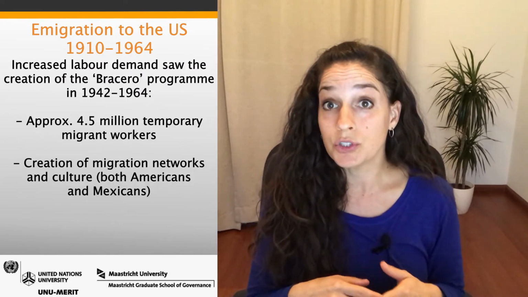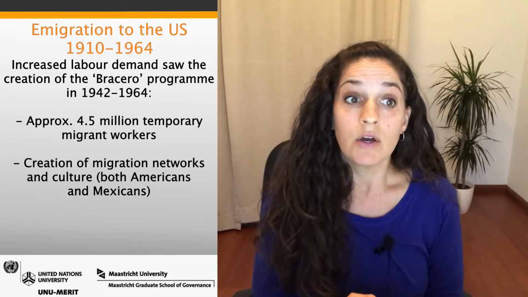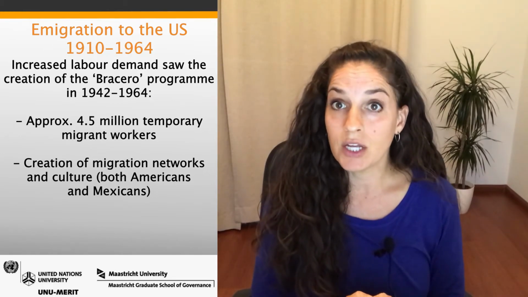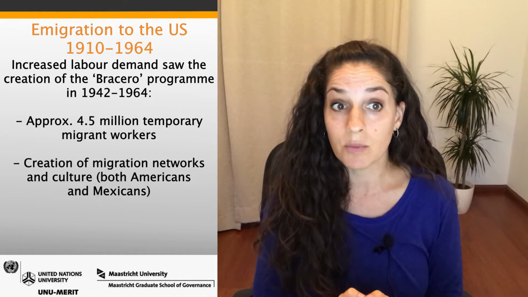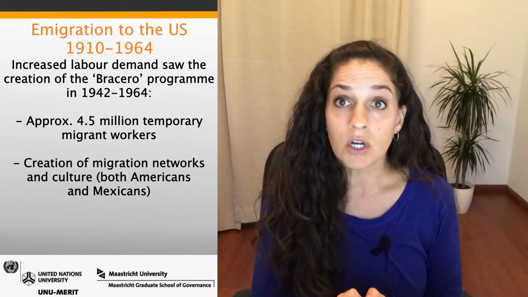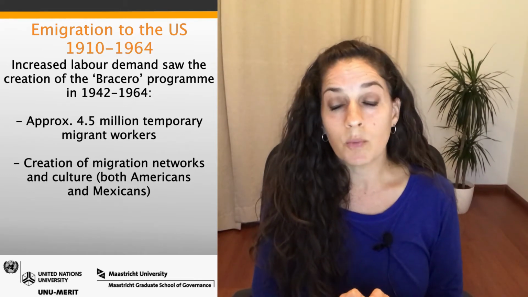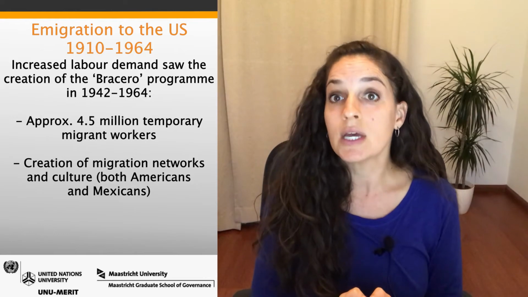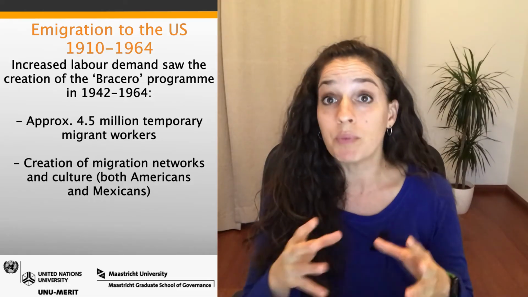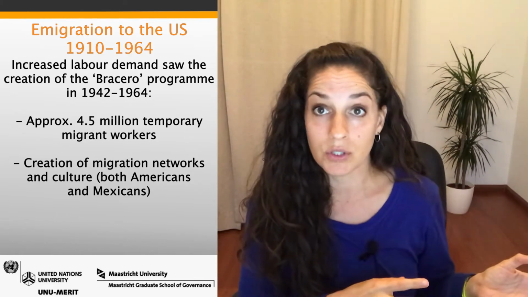However, during World War II and afterwards, there was an increased demand for labor in the US, especially low-skilled labor, and then there was the creation in the US of the Bracero program that ran from 1942 to 1964. Through this program, approximately 4.5 million temporary migrant workers came to the United States. And the current migration networks in the US nowadays are often traced back to this initial Bracero program, which helped the creation of migrant networks and culture both in the Americas but also in Mexico.